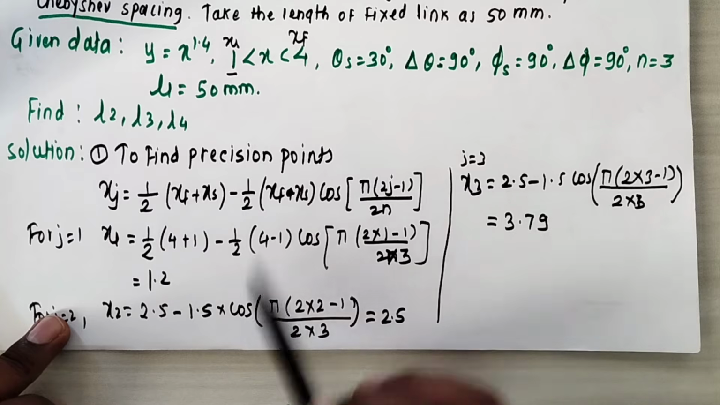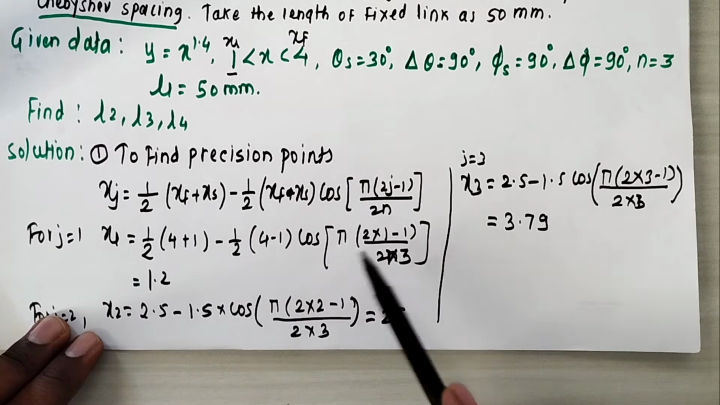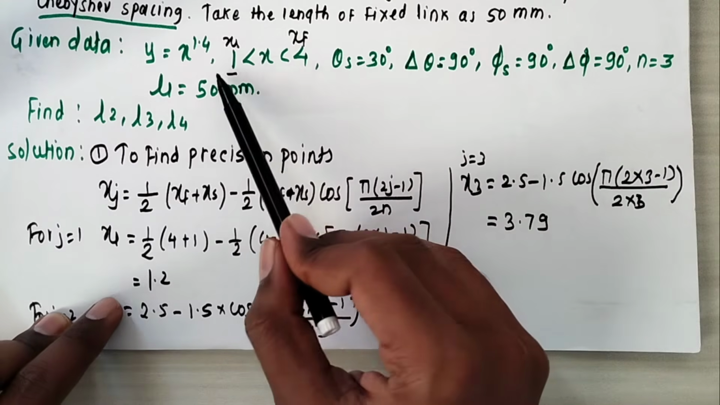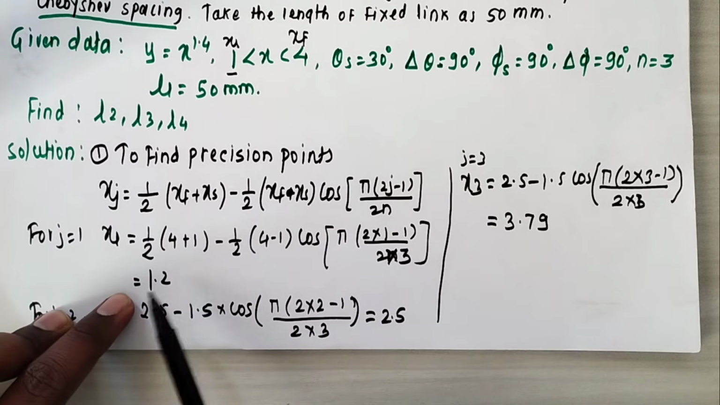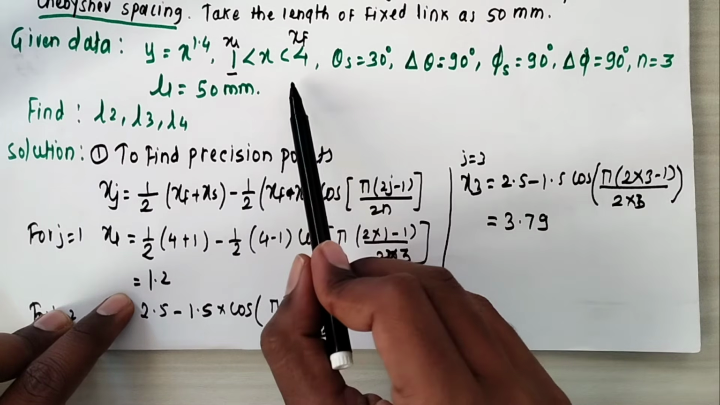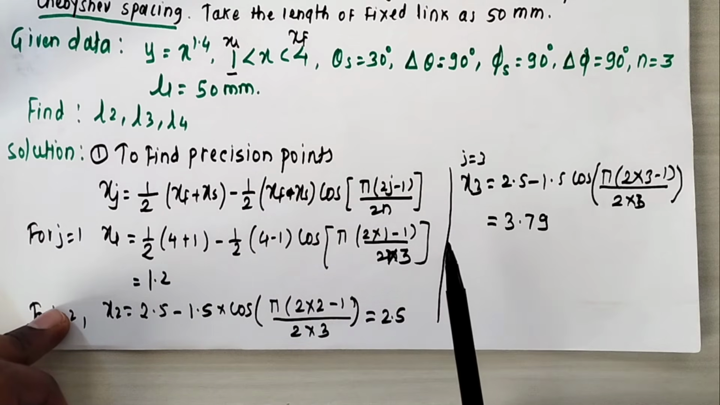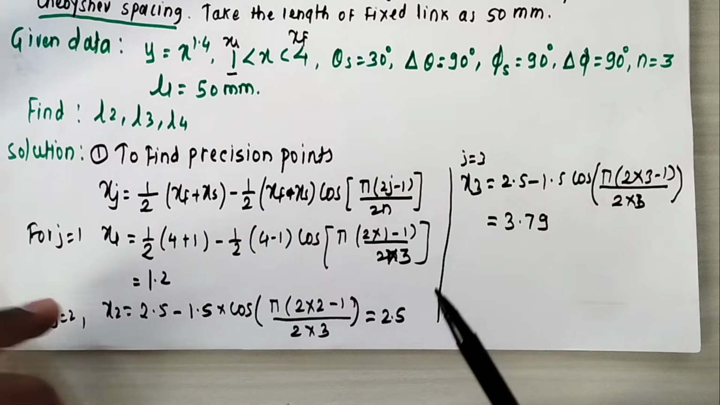You can check our range is 1 to 4, so x1, x2, x3 must lie between that. xs is 1, so x1 must be greater than this. You can check it is 1.2, so right it is. Then it is 2.5, 3.79. 3.79 must be less than 4, so right it is. So you can cross check these answers. So I completed the first step here. I found out the precision points x1, x2, x3 between the range 1 to 4 by using Chebyshev spacing.